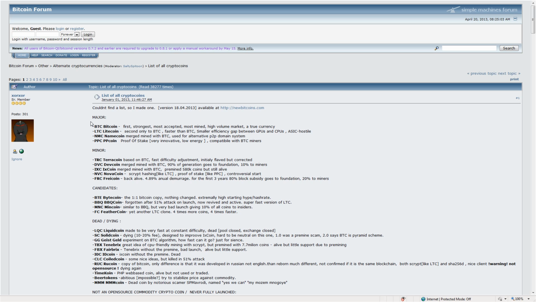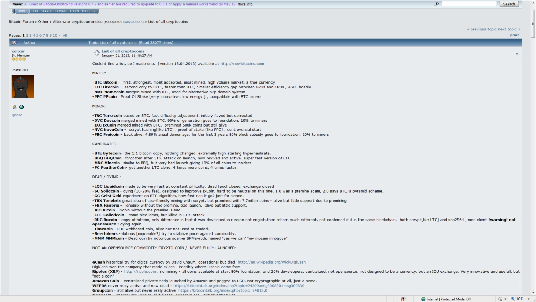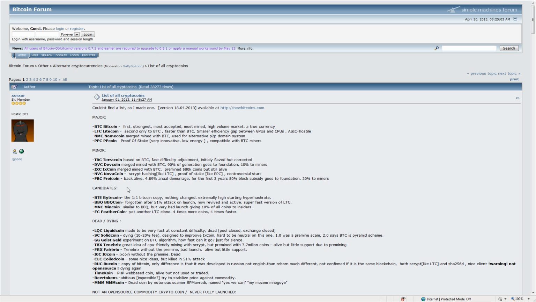So as you can see here, this is split into major and minor coins and the candidates, and right at the bottom here are the dead and dying cryptocurrencies. Major means the most important coins. First of all, of course, Bitcoin, BTC, the strongest, most accepted coin. After it comes Litecoin, LTC.